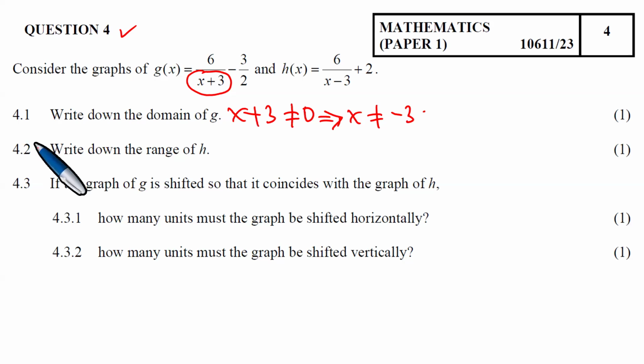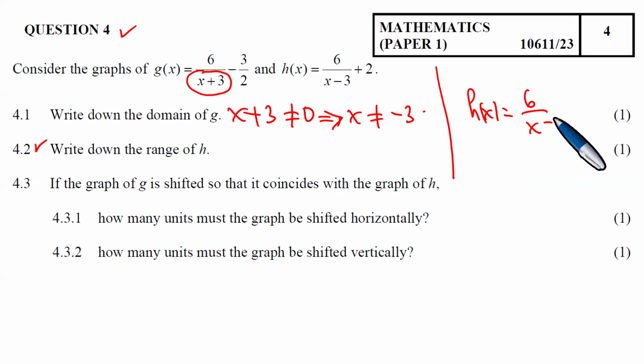Then now you're going to do 4.2. Write down the range of h. Who knows the range of h? Nombuso, what is the range of h? Okay, h is this one. Yeah, h is 6 over x minus 3 plus 2. What is the range of h? I've just copied this h here. What is its range?